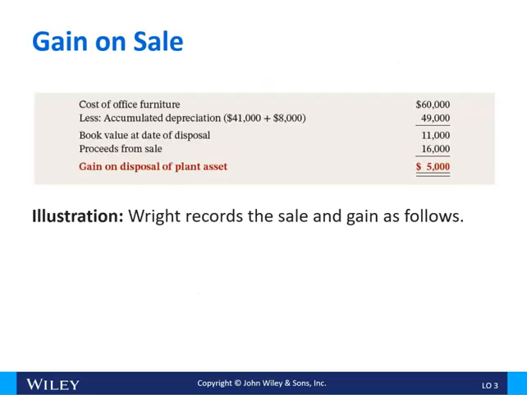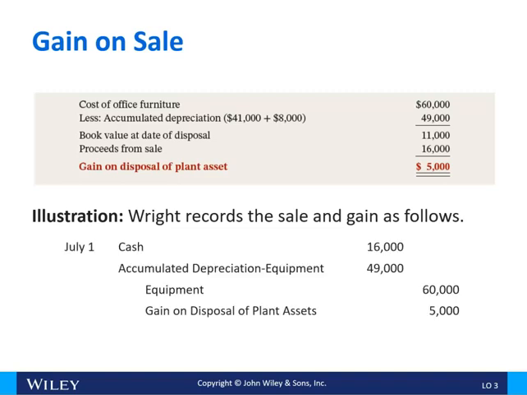Now the cost of the office furniture was $60,000. Our accumulated depreciation now, after we book the $8,000 for the first half of the year, is $49,000. So it's 41 that we started with, and then the 8,000 for the partial year. So the book value is 11,000. We sold it for 16,000, so we're going to have a gain on disposal of plant asset of $5,000.